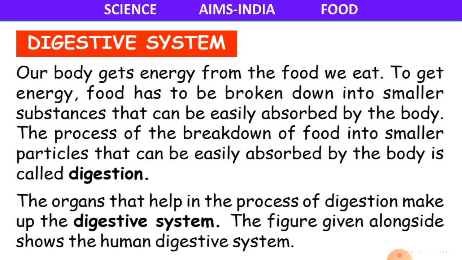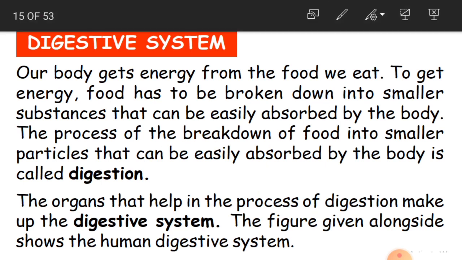Now we are talking about one more system, children, which is connected to our food. What is that? Digestive system. I am always saying that the food will be digested. If your food is not digested, then you will have a problem. I was repeating this word many times when we were talking about food. So what is this exactly? Digestive system. Okay, our body gets energy from the food we eat.